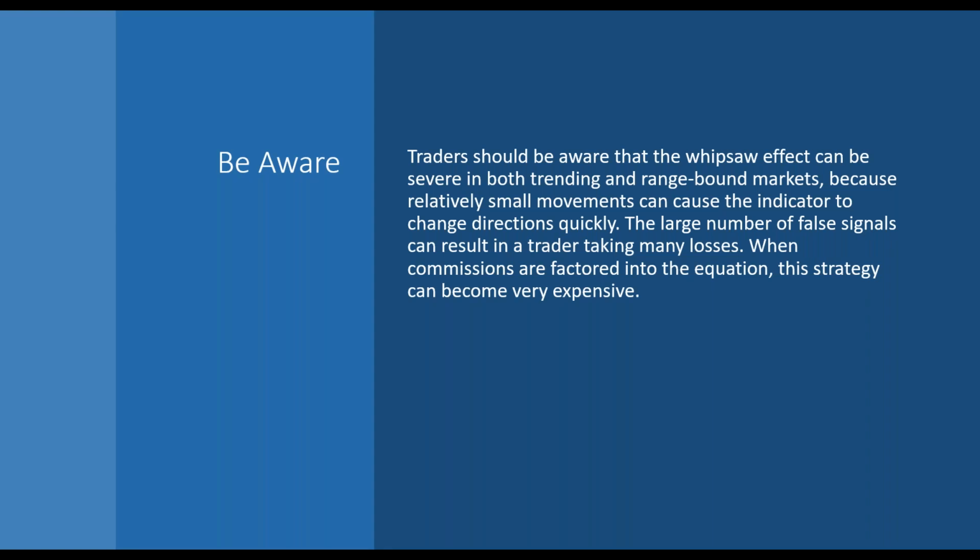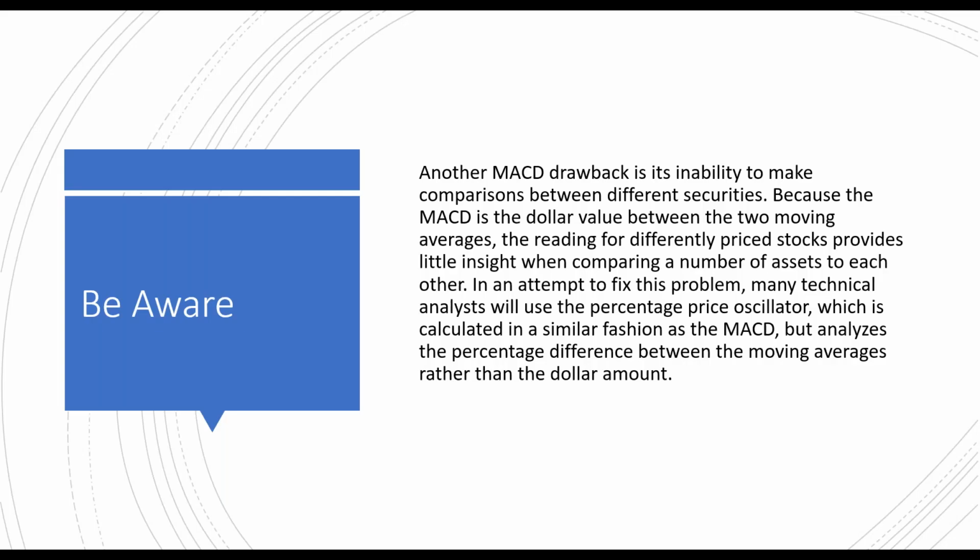Traders should be aware that the whipsaw effect can be severe in both trending and range-bound markets because relatively small movements can cause the indicator to change directions quickly. The large number of false signals can result in the trader taking many losses. When commissions are factored into the equation, the strategy can become very expensive. So that's what I said. Be aware that you can get a lot of buy signals, but it doesn't tell you it's going to go long enough for you to stay in the market to make a profit. You need to use other pieces of information.